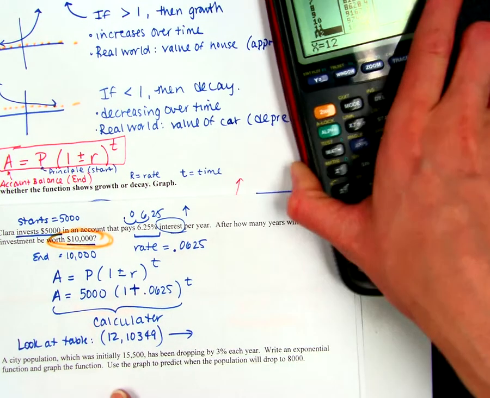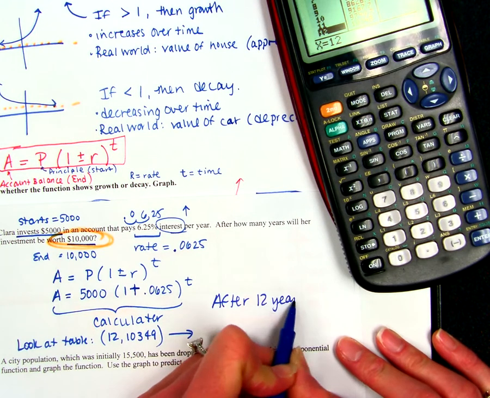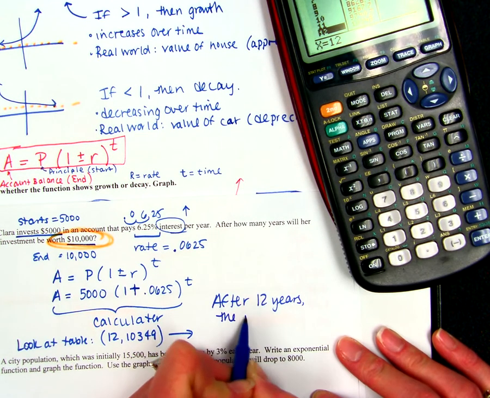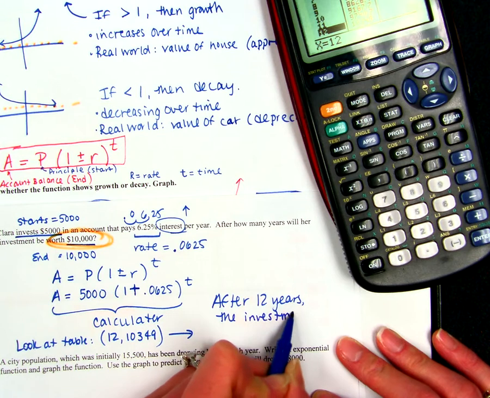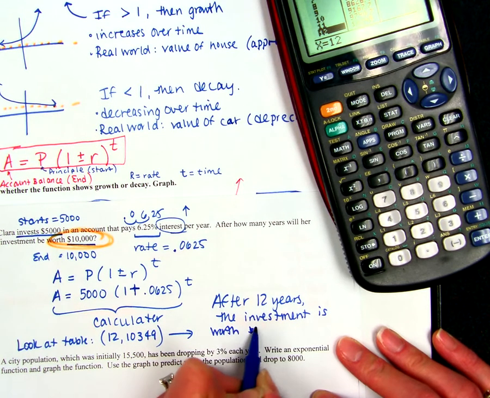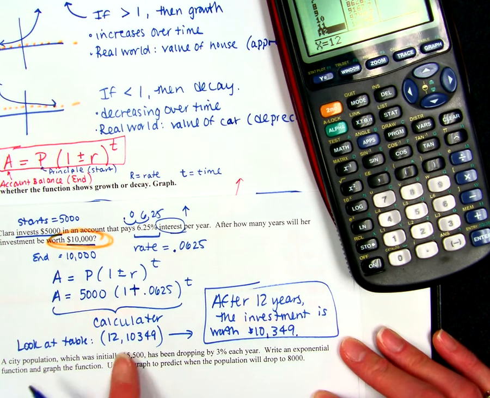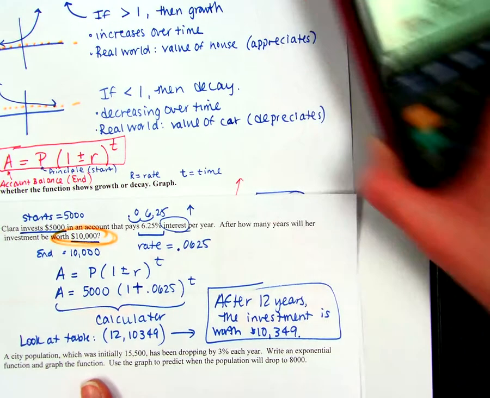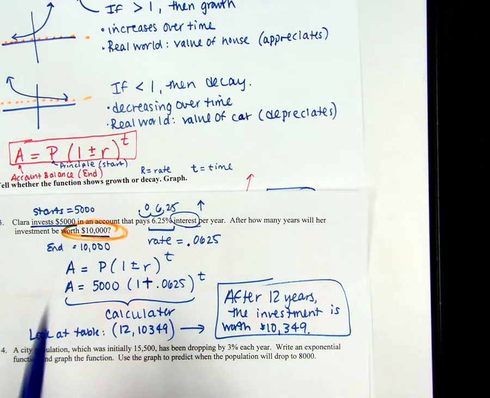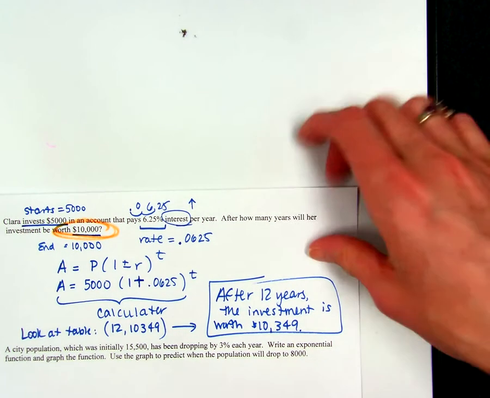All I need to do is write a sentence now. So after 12 years, the investment is worth $10,349. Okay, so we're looking for a number that is at least 10,000. You probably won't ever get exactly 10,000. We're looking for 10,000 or more. Okay, so we're going to do the same thing with problem number 4 and problem number 5.